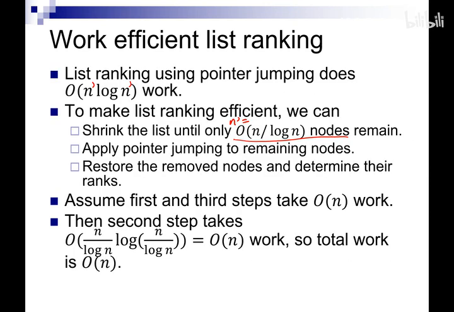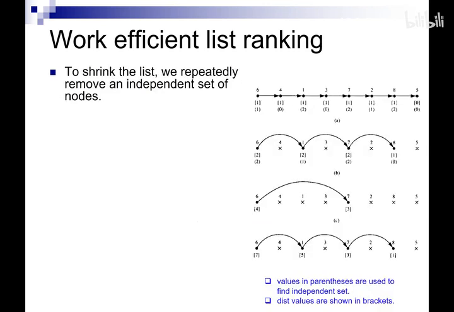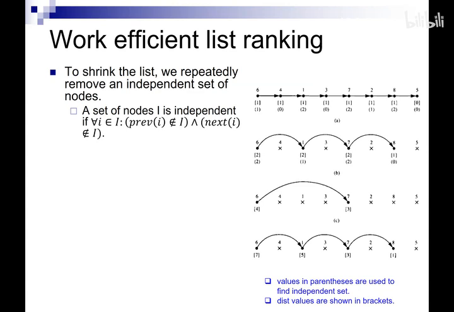Okay, so then we have to figure out how to do the shrinking step and the restoration step. To do the shrinking step, we're trying to take n nodes and remove some of them to make the list smaller. And to do this, we're going to keep removing an independent set of nodes. So what is an independent set of nodes?